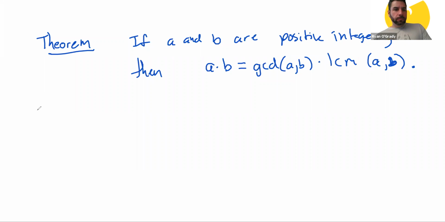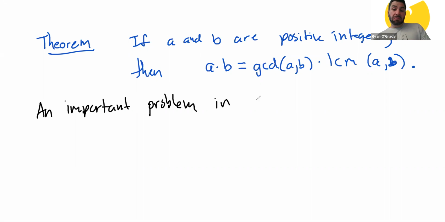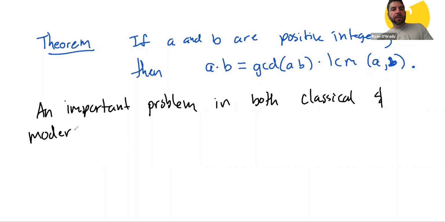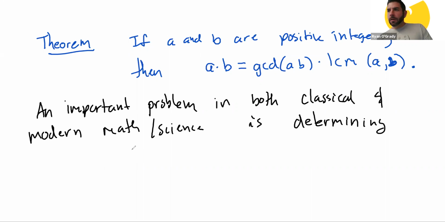So, an important problem in both classical and modern math and science is determining the GCD. Maybe ancient is a bad word to use anyhow; classical is more fancy than ancient.